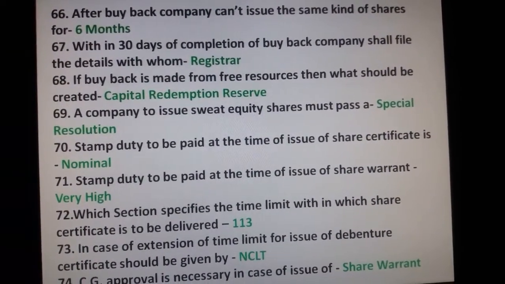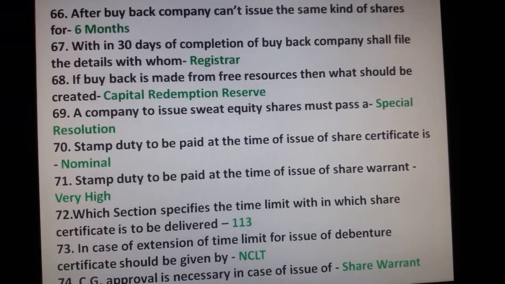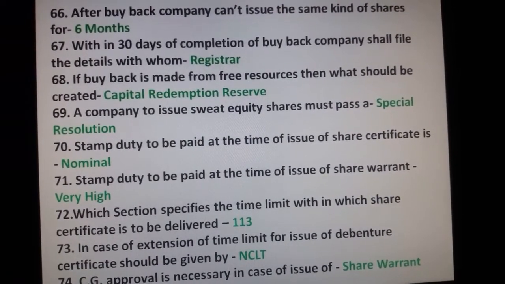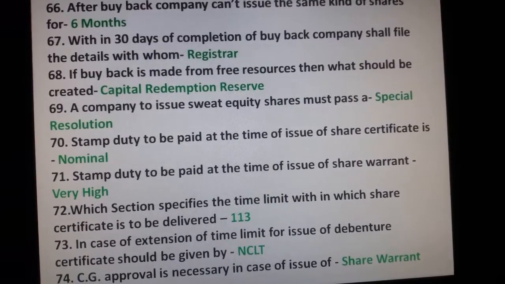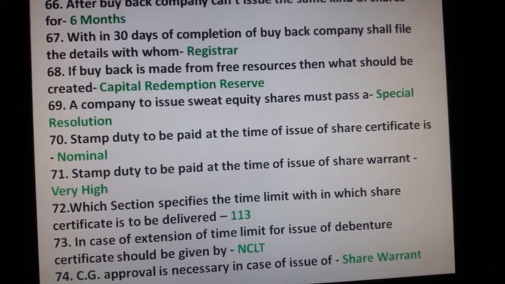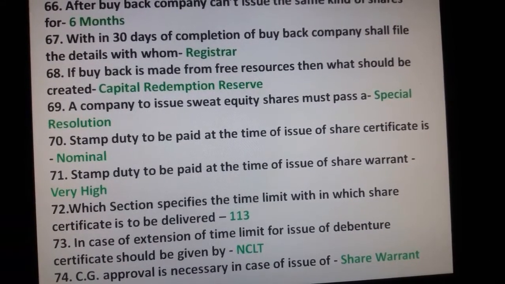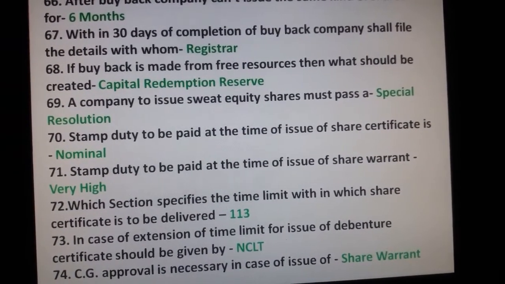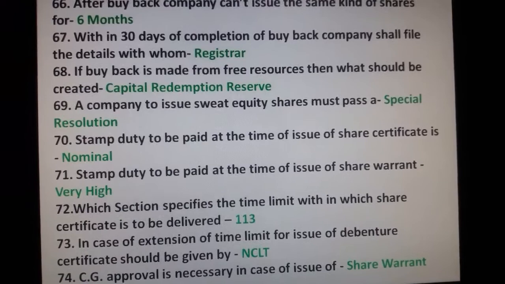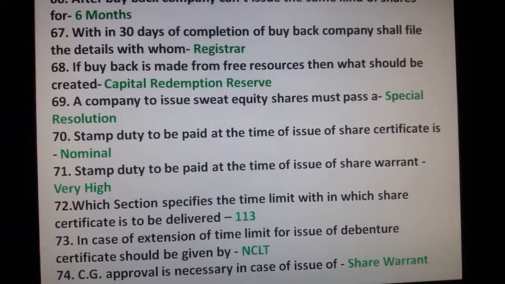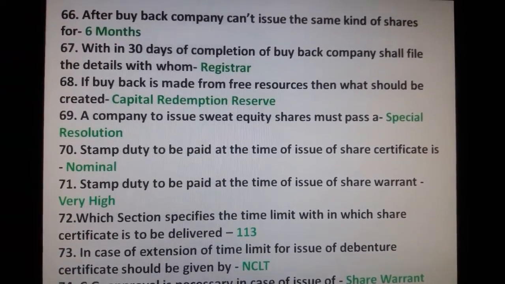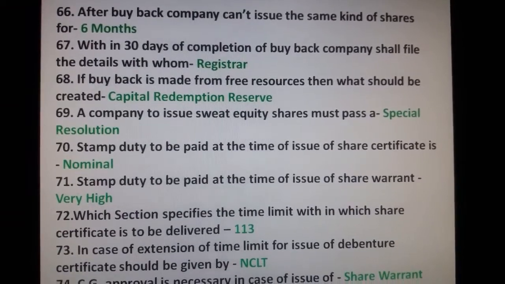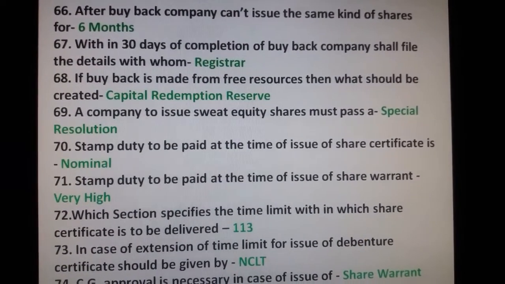Within 30 days of completion of buybacks, company shall file the details with whom? Registrar. If buyback is made from free resources, then what should be created? Capital redemption reserve. A company to issue sweet equity share must pass a special resolution. Stamp duty to be paid at the time of issue of share certificate is nominal. Stamp duty to be paid at the time of issue of share warrant is very high.